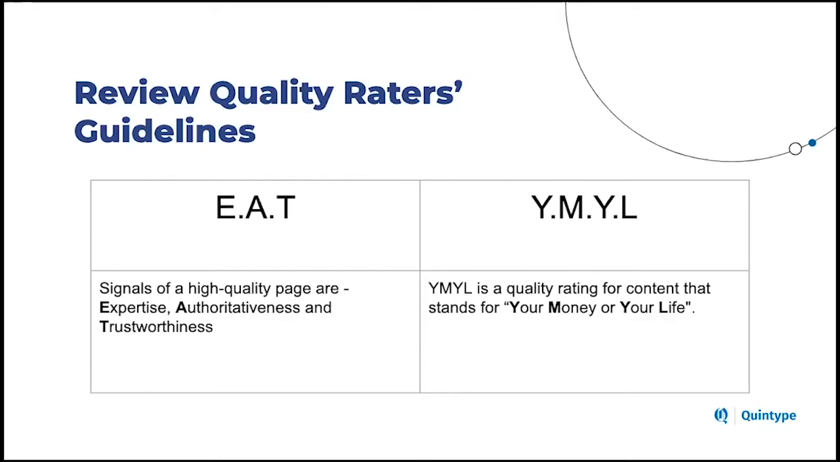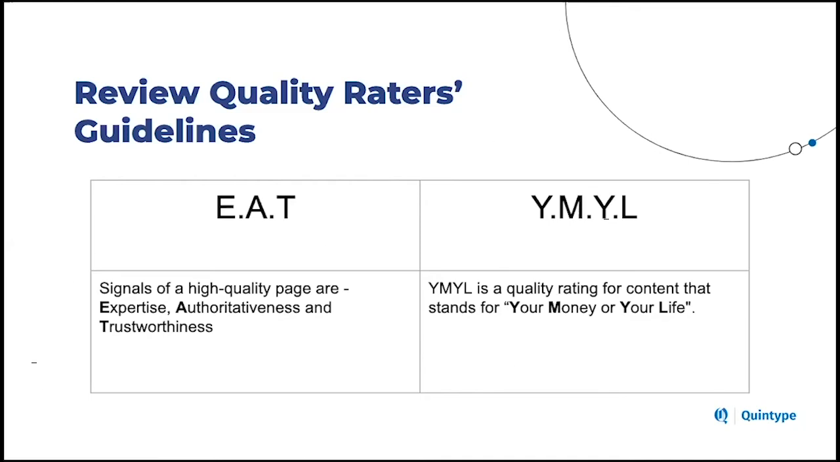The second part of it is the YMYL signal, which talks about your money or your life. So this probably means that the categories of website that contain information that could have an impact on the user's health, wealth, or happiness would have a much harsher or more rigorous implementation of the EAT signal. So if you have any content that could impact your readers' health, wealth, or happiness, you should ensure that your EAT signals are in the right place.